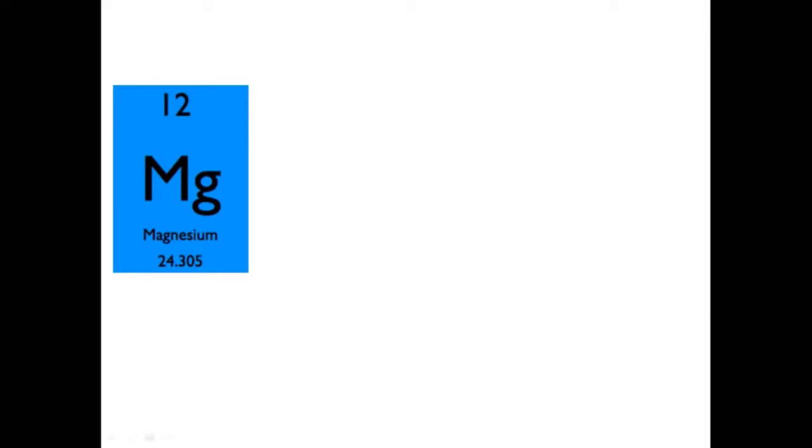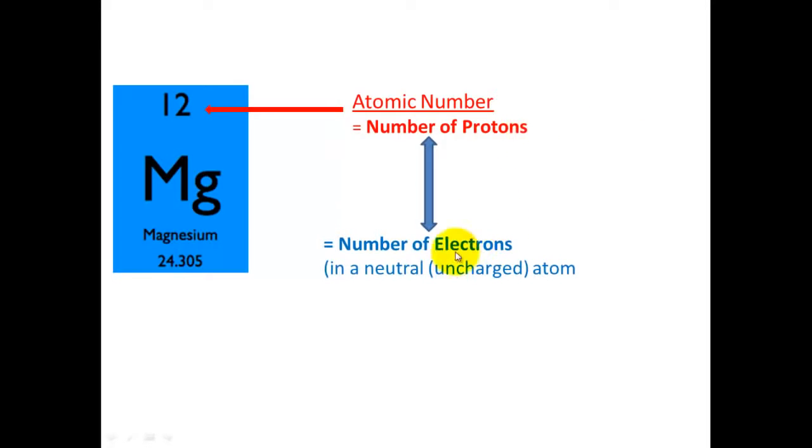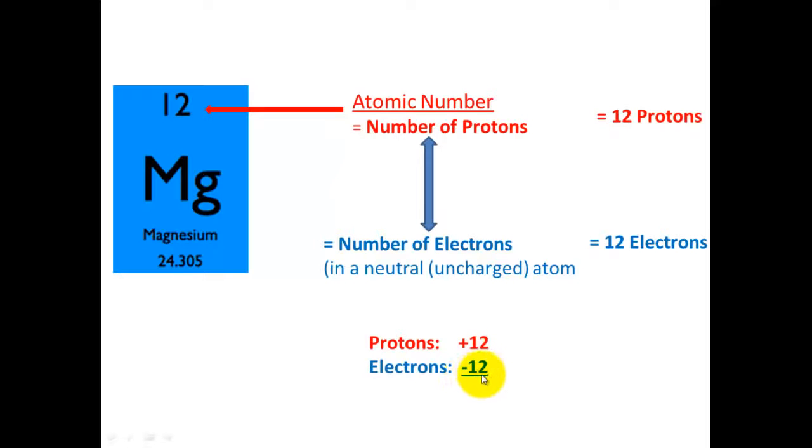Let's have a look at magnesium. Magnesium always is written with two numbers here. Top number here being the atomic number, the bottom number being the mass number. So the atomic number is equal to the number of protons, which in a neutral or uncharged atom is also equal to the number of electrons. So magnesium has 12 protons, it has 12 electrons, so it has a positive charge of 12, a negative charge of 12, so an overall charge of 0.